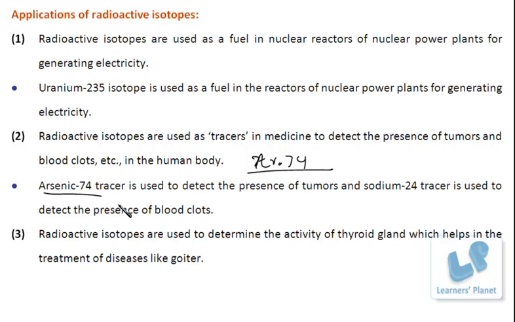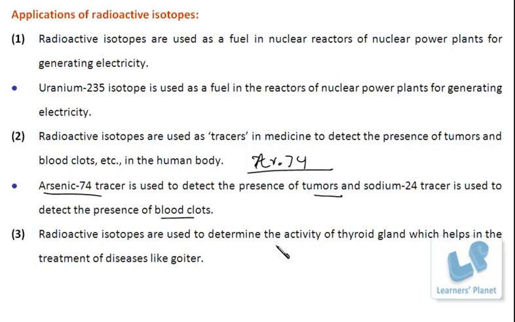This arsenic-74 tracer is used to detect the presence of tumors. Likewise, the sodium-24 tracer is used to detect the presence of blood clots. If there are tumors or blood clots, these tracers will not enter them. They'll move with the blood throughout the body, but they'll not move through the tumors or the blood clots. They'll be stopped there. So these are used as tracers.